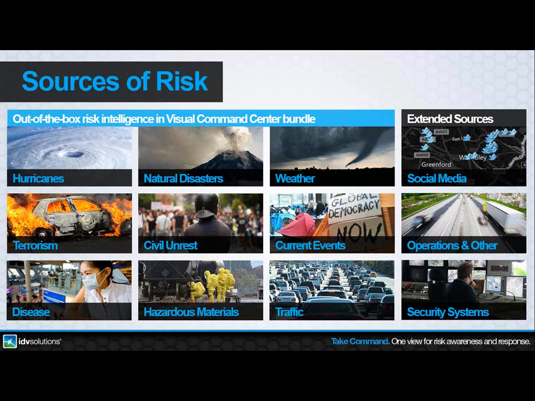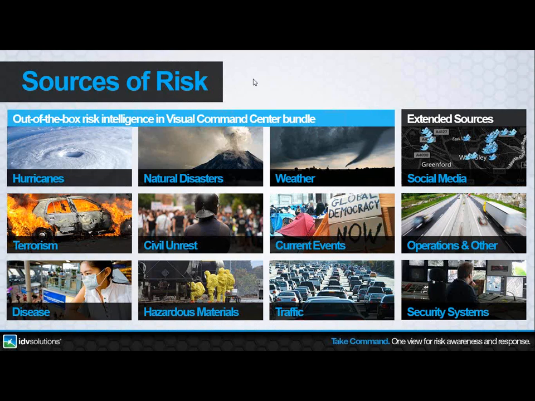In addition, we've got extended sources of risk that can be connected, literally connected, to uniquely extend the power of Visual Command Center and integrate with and visualize internal enterprise systems and deliver a complete big picture of all the risks. These can include risks that are derived from social media, like Twitter visualization to get an instant pulse on the news and events that are occurring. Operations, risks that could occur due to breakdowns of critical equipment, outages, processes, asset tracking, etc. Security systems, and this is risk that's populated up from access control, video, license plate readers, and other such systems.